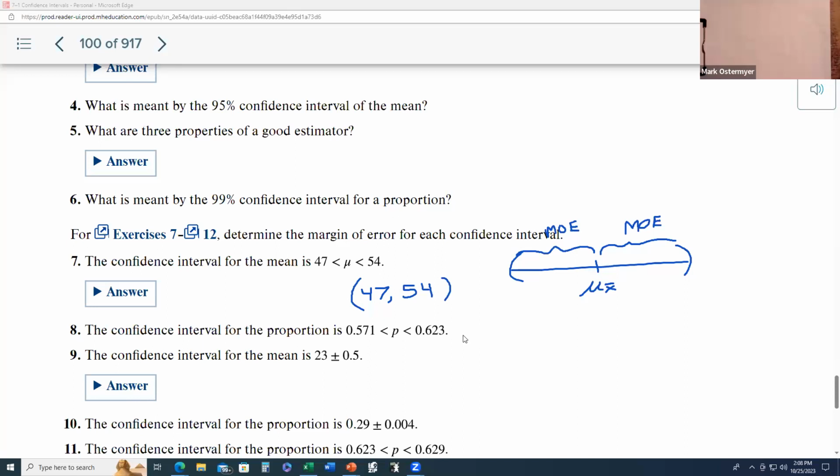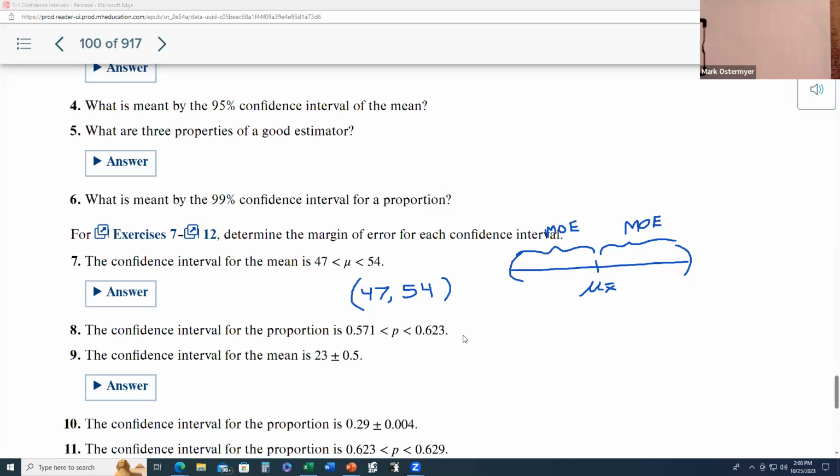So let me document what we just said here. The width of this interval is found simply by taking your upper end point and subtracting off your lower end point. So that's 54 minus 47, and that gives us a width of 7, correct? So this confidence interval is 7 units wide.